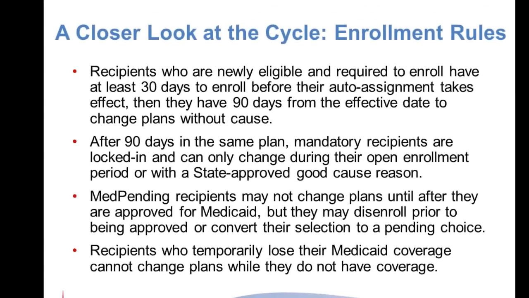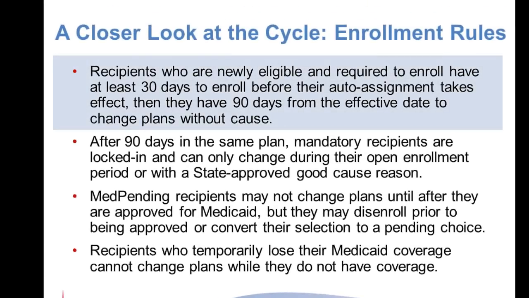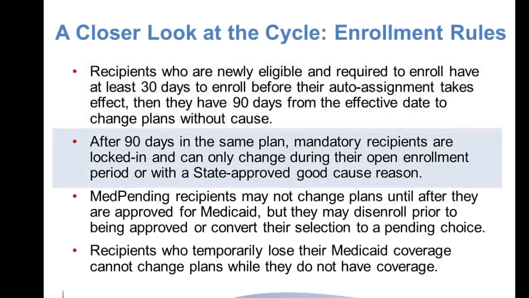A closer look at the cycle, enrollment rules. Recipients who are newly eligible and required to enroll have at least 30 days to enroll before their auto-assignment takes effect. Then they have 90 days from the effective date to change plans without cause. After 90 days in the same plan, mandatory recipients are locked in and can only change during their open enrollment period or with a state-approved good cause reason.